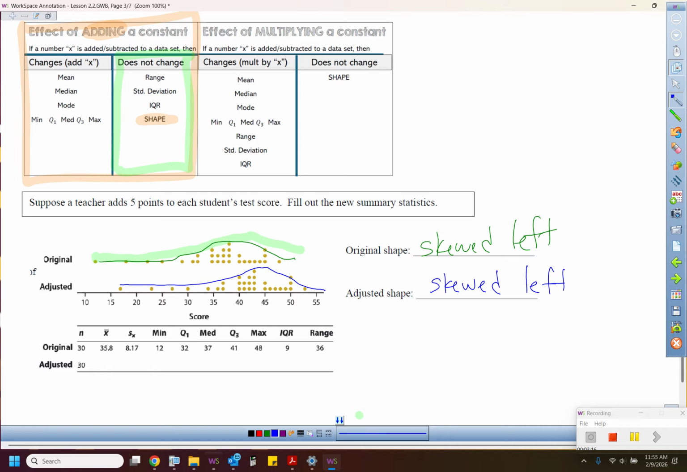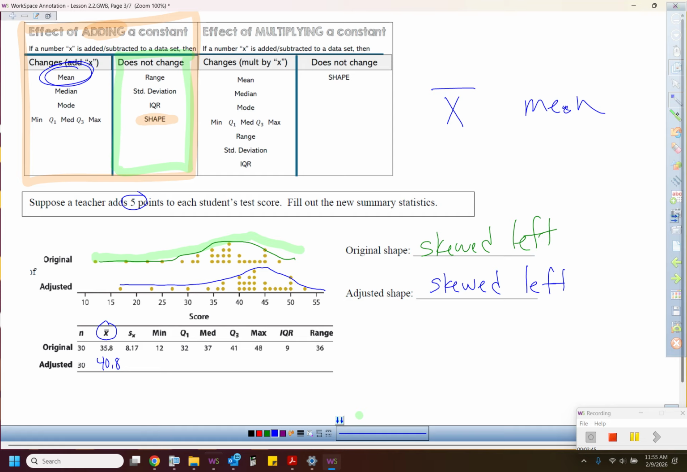Then let's fill these out. Sorry that it's so tiny on screen, but X bar, not sure if we've ever seen that in this class, that's fancy math talk for the mean. So how does the mean get affected? We'll find it in the chart. Does the mean change or not change? The mean changes. You see everything on the left-hand side is under the category of changes. So we'll add however many points they added to the test to the mean. Since they added 5, we'll add 5. So how do you feel about 40.8? Do you see how I added that to 35.8?